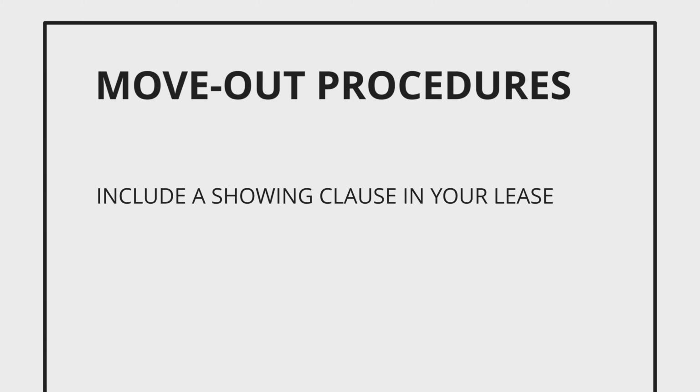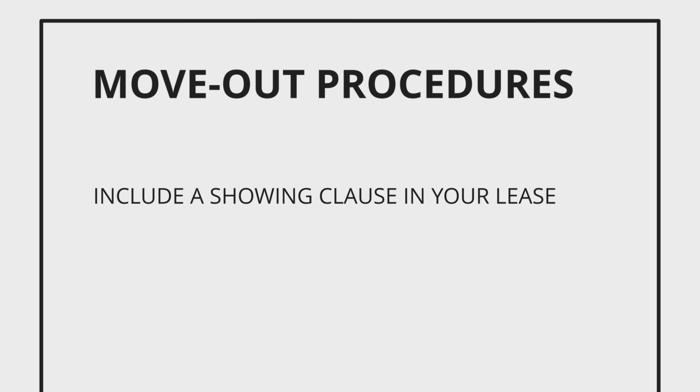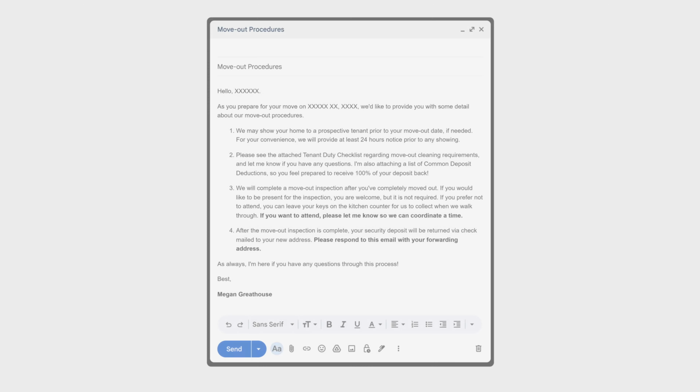It makes it so much easier if the tenant that you have in place is clean and the home is in good repair. If you're able to show the unit a couple times before they even move out, it really reduces your vacancy time. So let's say you have this clause in your lease that states you can show the unit before the existing tenant moves out. What we're going to do as part of our move-out procedures is send a move-out procedures email to the tenants. And I just have a simple Google email template that I use.